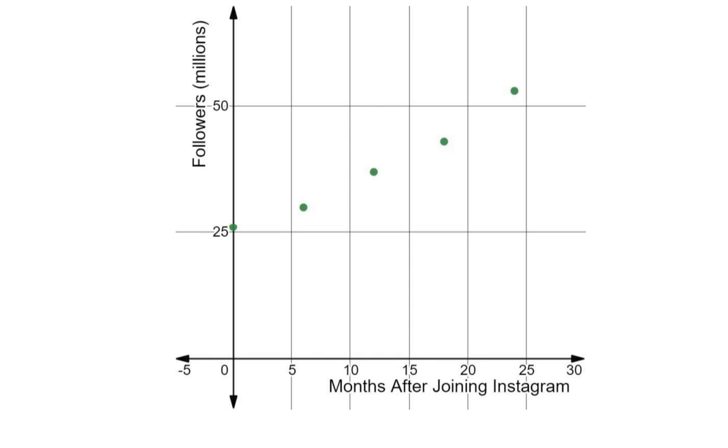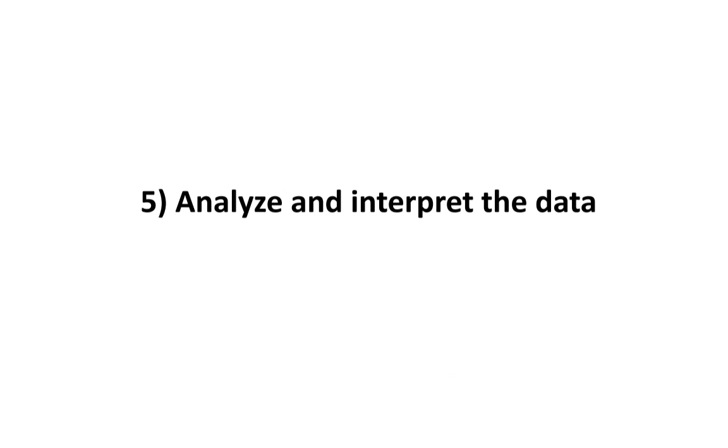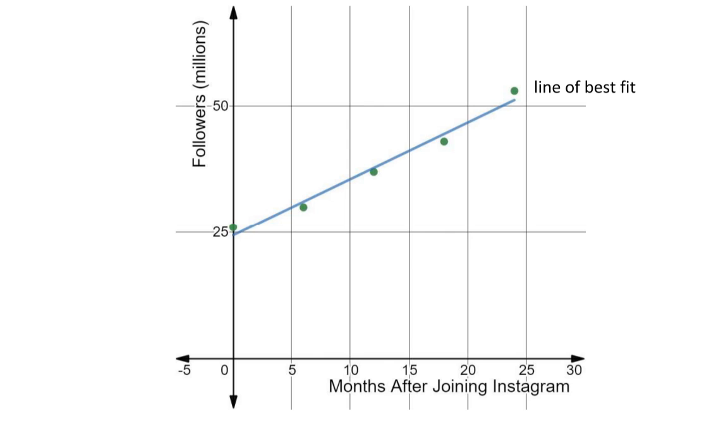I've already gone ahead and graphed this table of values as a scatter plot. On the x-axis is months after joining Instagram, and on the y-axis is followers in millions. Step 5 is to analyze and interpret the data. You'll notice that I've added a line of best fit to my scatter plot.